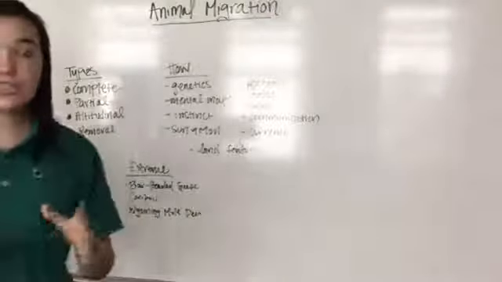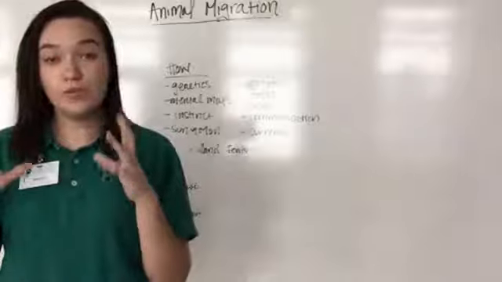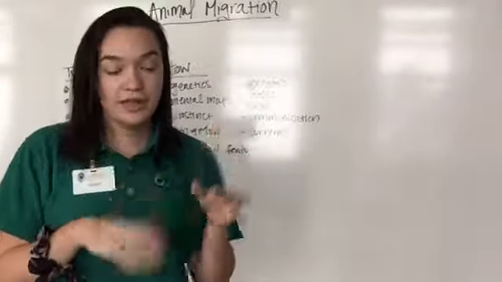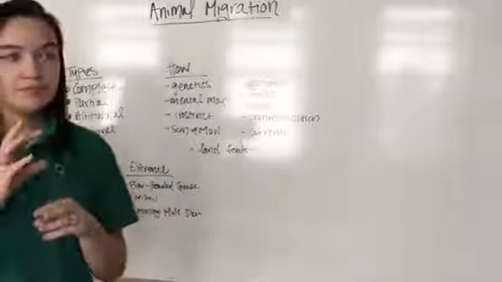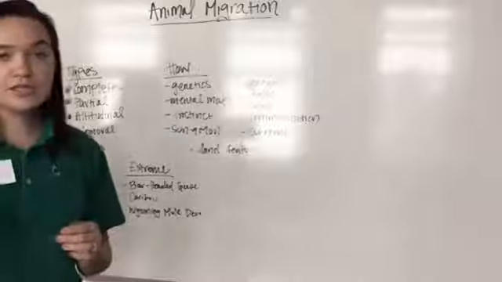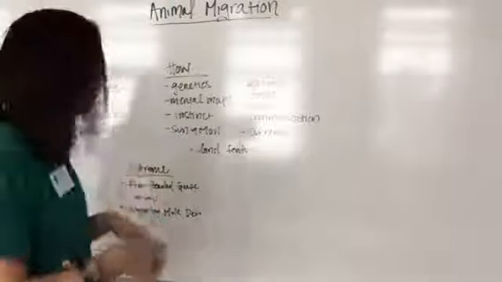A complete migration is when every single member of one species group travels from one place to another together. Obviously, there might be different groupings as in families or depending on hierarchies within that species, but every single being in that species is moving.